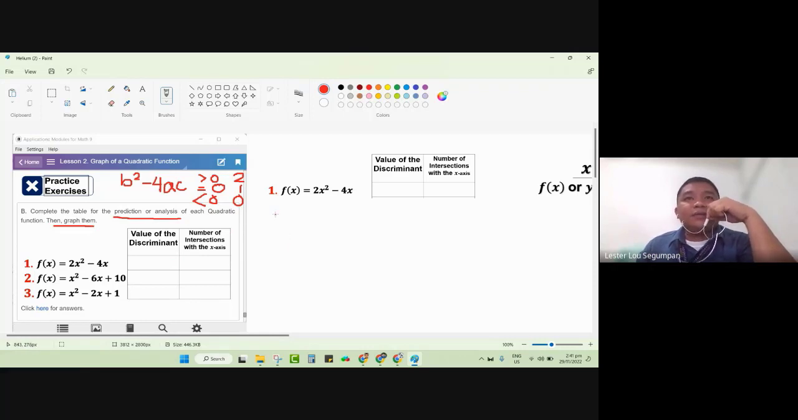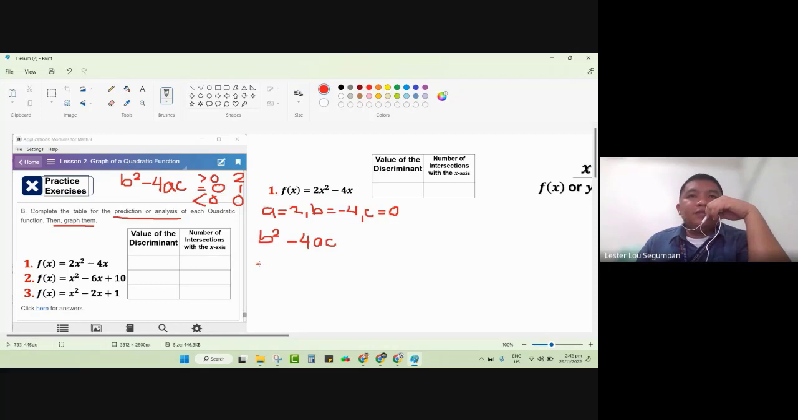Let's start with number 1. The correct coefficients here: A is 2, B is negative 4, and C is 0. Again, we use the correct identification of coefficients before we could solve for the discriminant. Take note that C is the constant, B is the numerical coefficient of the term with x, and A is your leading coefficient. So the value of the discriminant here can be computed with this formula.